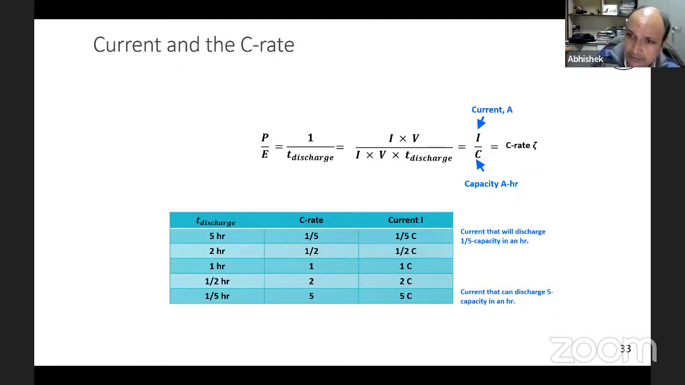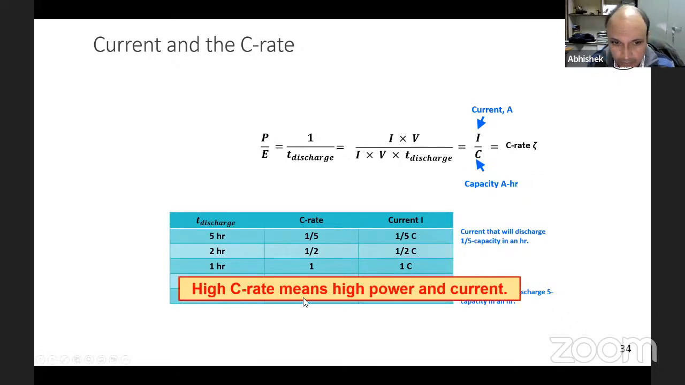So a higher C rating means it can deliver higher currents. That's all I'm trying to tell you. High C rating means high power and high current. So it can deliver higher power because voltage is the same for both the batteries, and since I can deliver higher current, that means I can deliver higher power. Energy content may be the same. So I can have two batteries, both of which have say 10,000 mAh, but one is 40 C rated and the other is 20 C rated. That means the 40 C rated battery can deliver double the power of the 20 C rated battery. So you have to keep that in mind when you are designing your system.